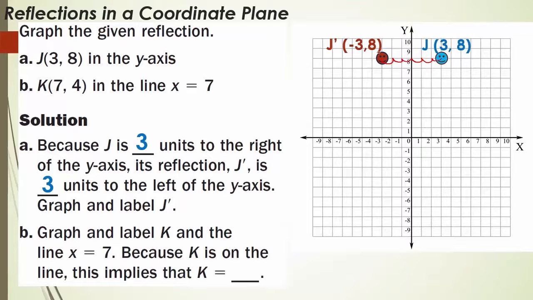B, K is at 7, 4 in the line x equals 7. So what we really need to do is reflect the point 7, 4 across the x equals 7 line of reflection. So first graph and label K and the line x equals 7. So here's x equals 7 and here's K at 7 and 4. Now, since we are reflecting across the line x equals 7, which is exactly where the x coordinate of this point is, it just basically implies K is on K prime. So there's really not much reflection to do over here.